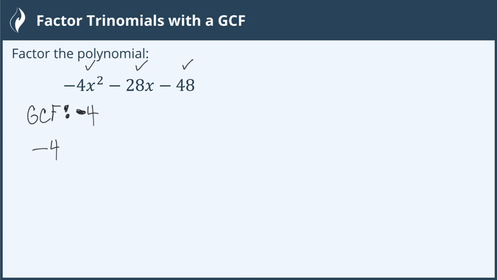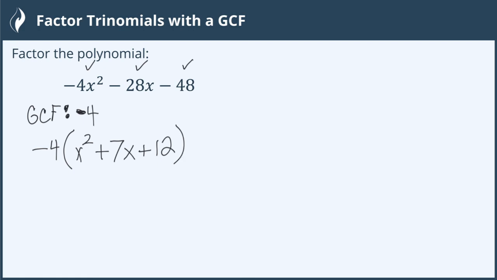So write negative 4 and then open up a parentheses. Remember, when we factor out, that's the same as dividing out. So negative 4x squared divided out negative 4 leaves us with just x squared. Negative 28x divide out negative 4 leaves us with positive 7x. And then negative 48 divide out negative 4 leaves us with positive 12.